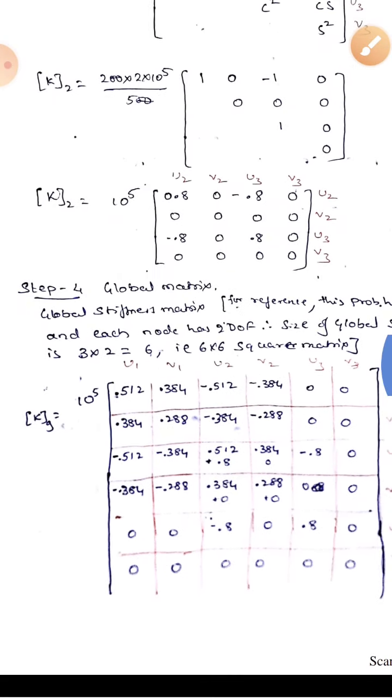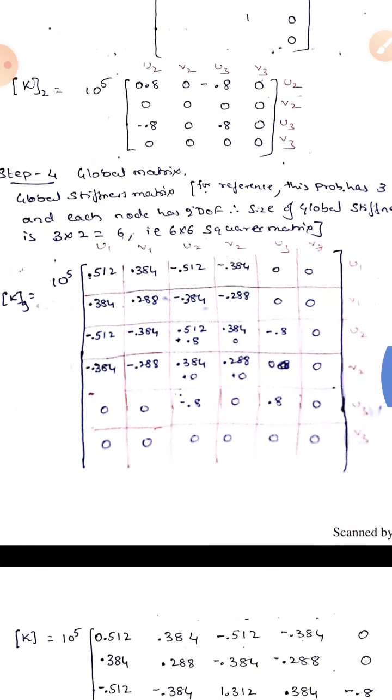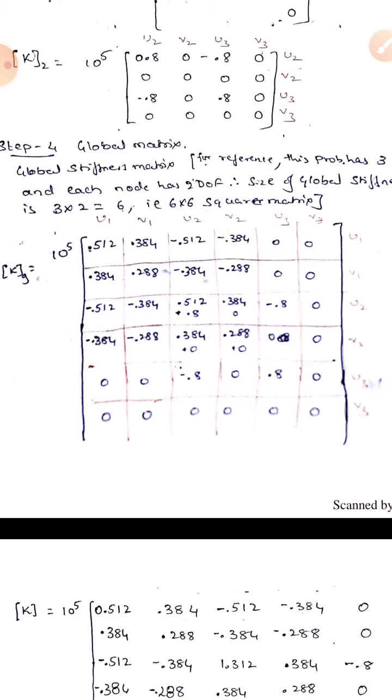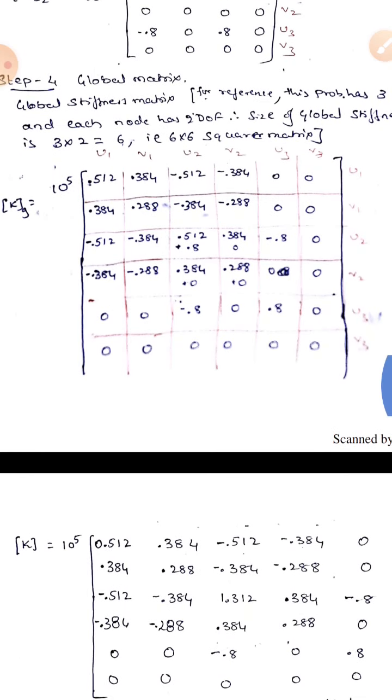Now, after writing the element stiffness matrices, our next step is to write the global stiffness matrix. I'll recall one more point I mentioned during the properties of the global stiffness matrix. The size of the global stiffness matrix is equal to the number of nodes multiplied by the degrees of freedom for each node. For this truss we have taken 3 nodes, 1, 2 and 3, and each has displacements u and v, so 2 degrees of freedom. So the size becomes 3 into 2 is 6. We get a 6 by 6 square matrix.